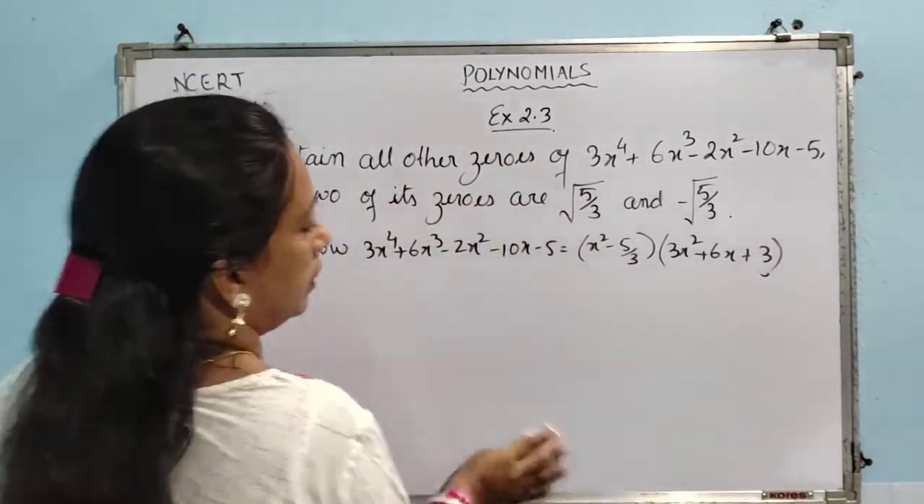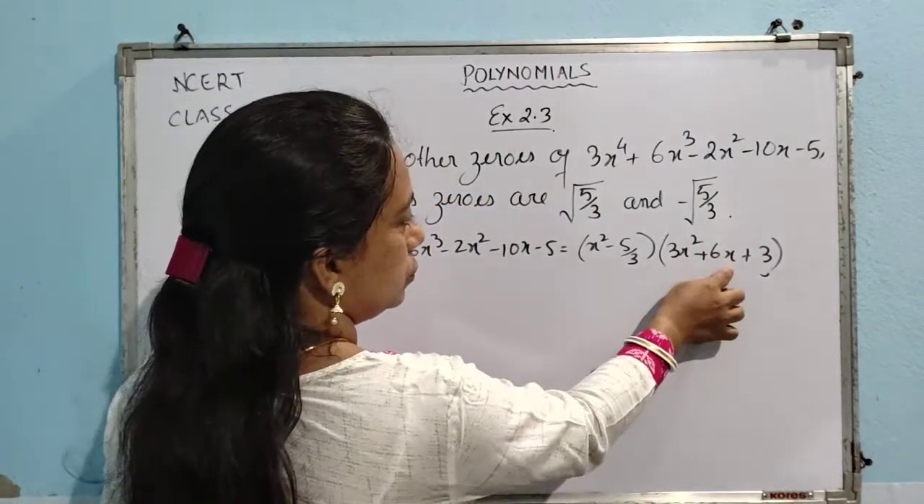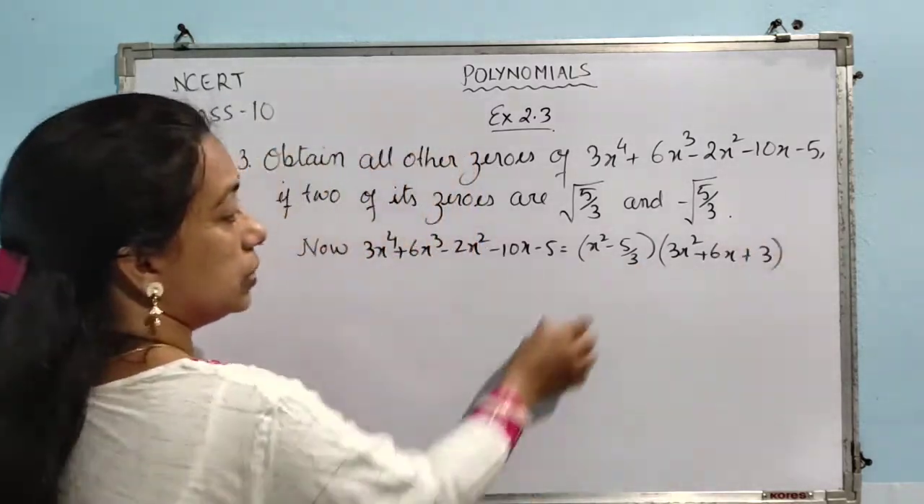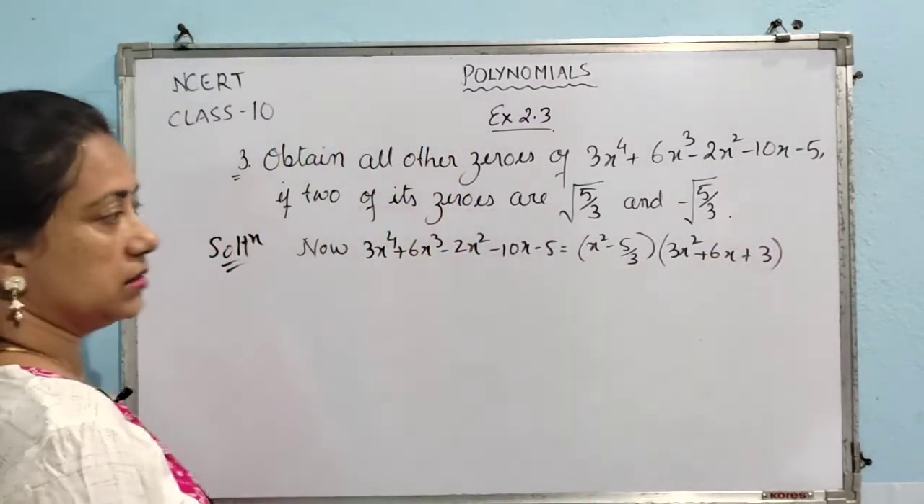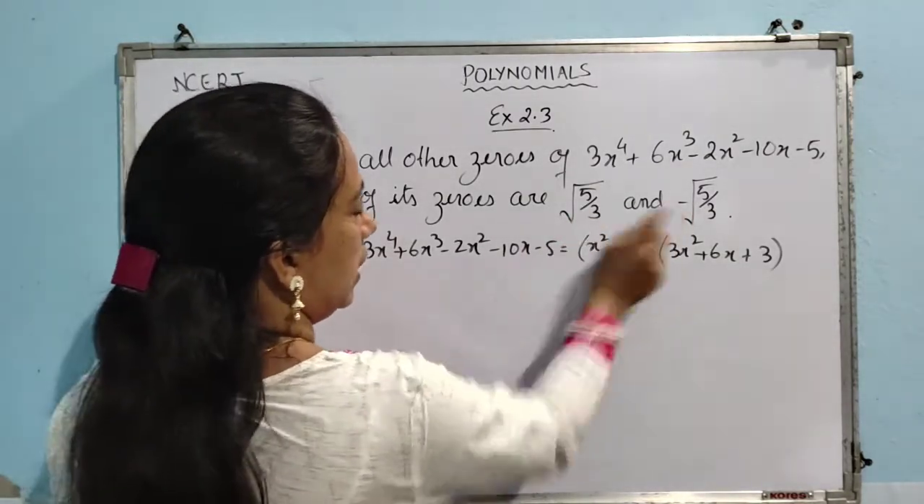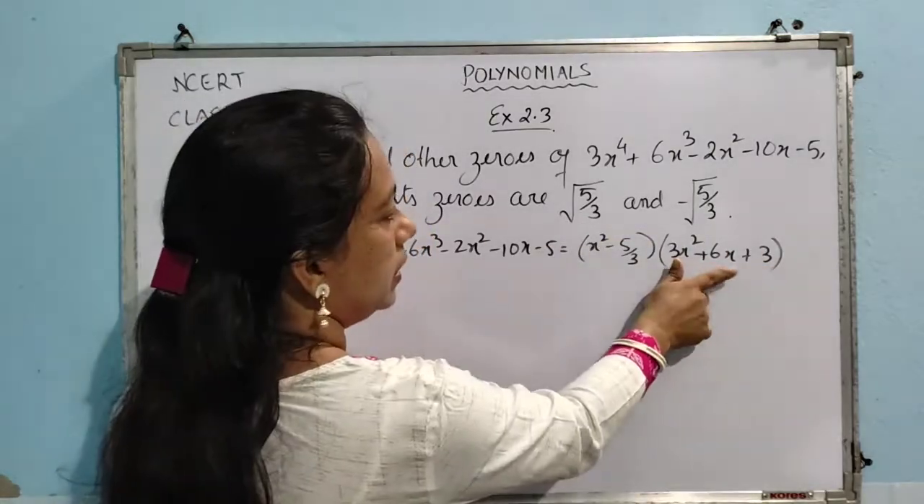Since we have got the remainder to be 0, we can write this as dividend into divisor. A dividend is equal to divisor into quotient and the remainder is 0. So it means that these are the two factors. From here it is clear that we already have these two as zeros, so we have to get two other zeros from this part.